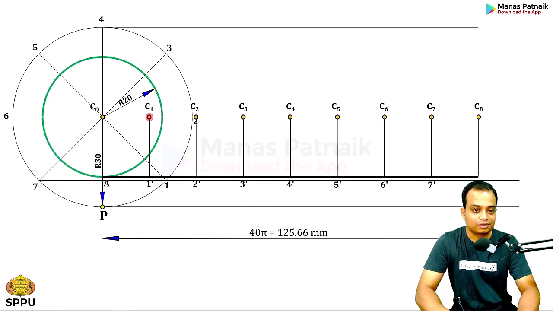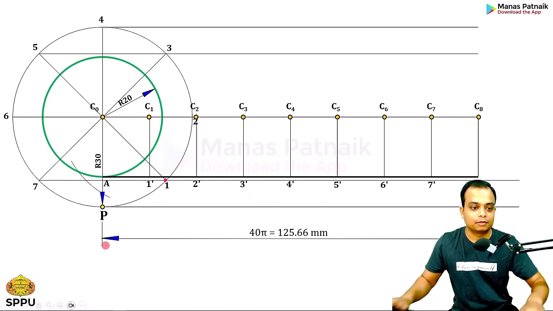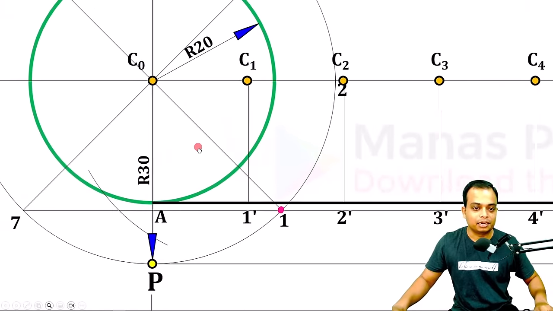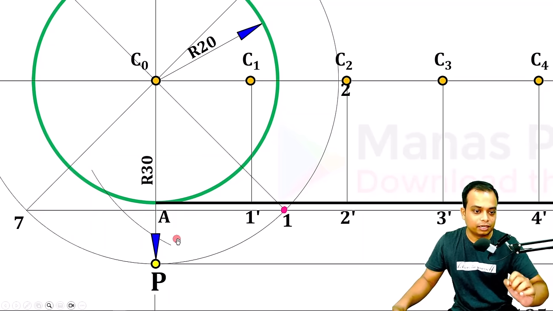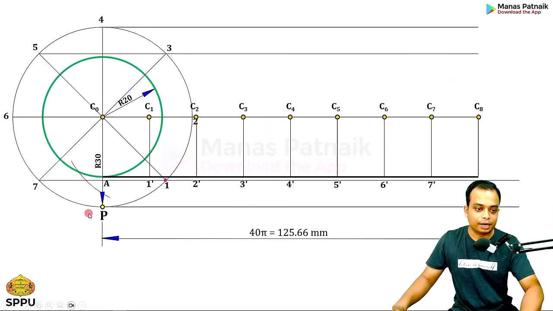And then with C1 as the center, please note, with C1 as the center, and on a line passing through this one, you need to cut an arc like this. Once again, let me reiterate, with C1 as the center and on this line passing through this one, you need to cut an arc. The arc has a radius of 30. Done. This is going to give you point P1.